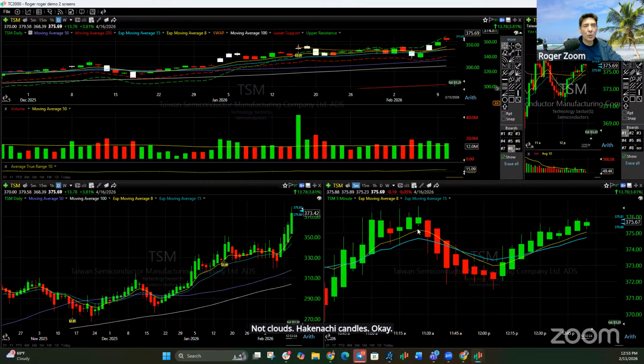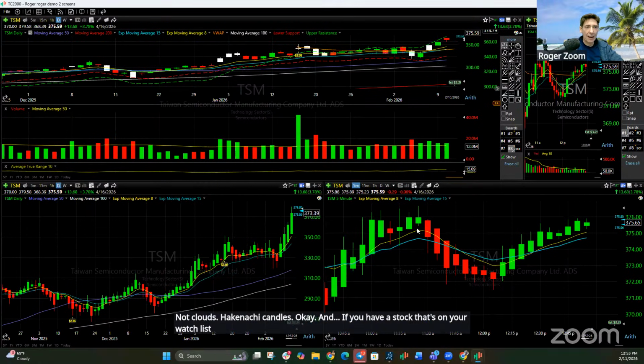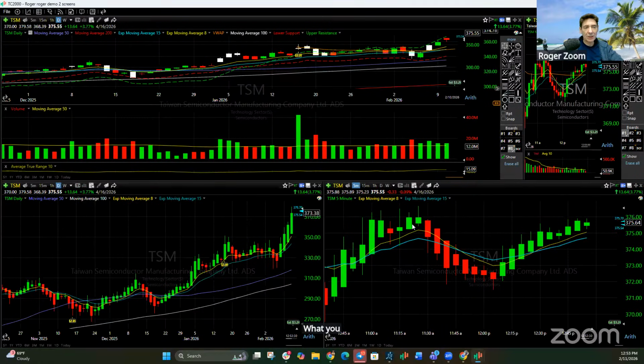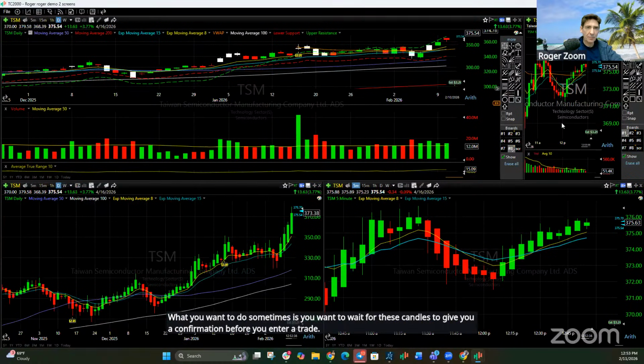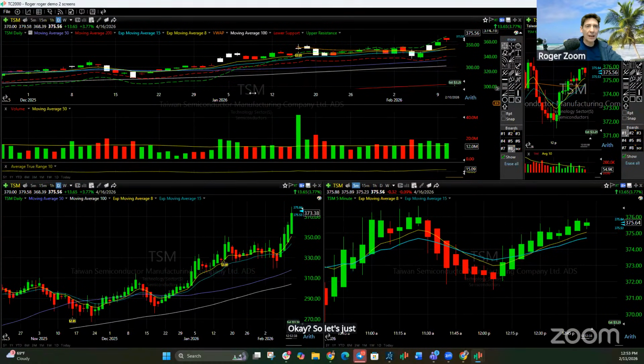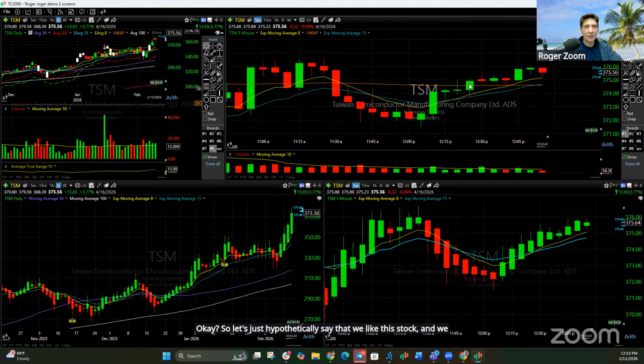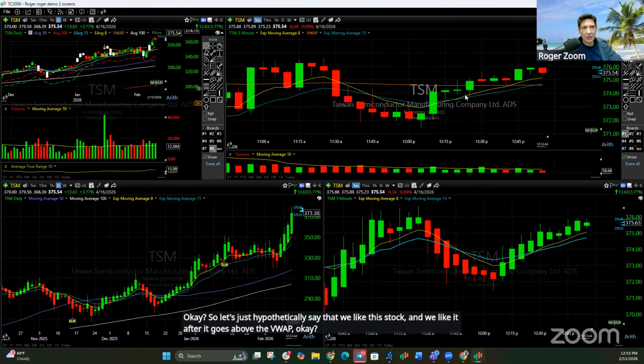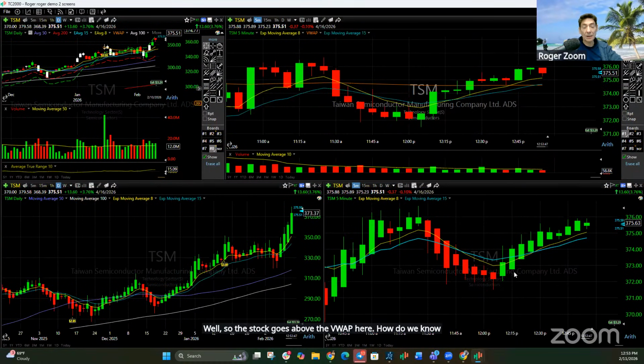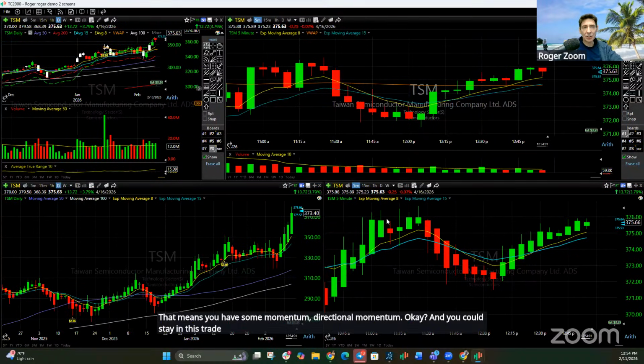If you have a stock that's on your watch list and it's a very high momentum stock, what you want to do is wait for these candles to give you a confirmation before you enter a trade, okay? So let's just hypothetically say that we like this stock after it goes above the VWAP, okay? The stock goes above the VWAP here. How do we know it's a good trade? You see these green flat bottom candles? When the candles turn flat bottom, that means you have some directional momentum, okay? And you could stay in this trade till the candles turn red again, like they did right here, okay?